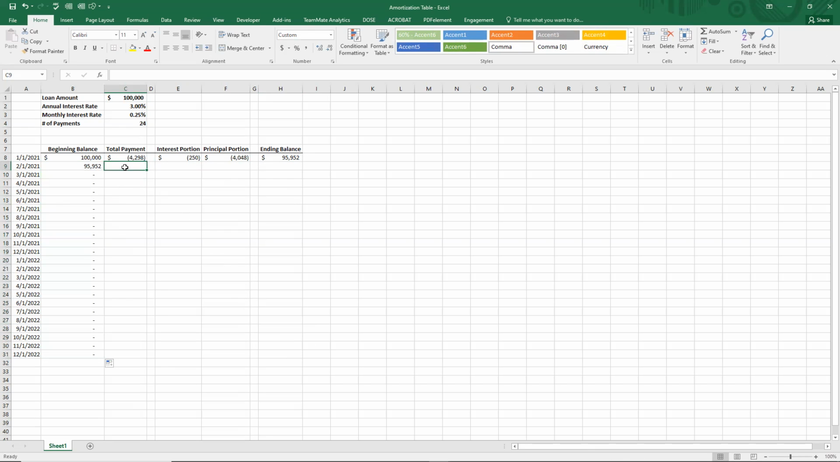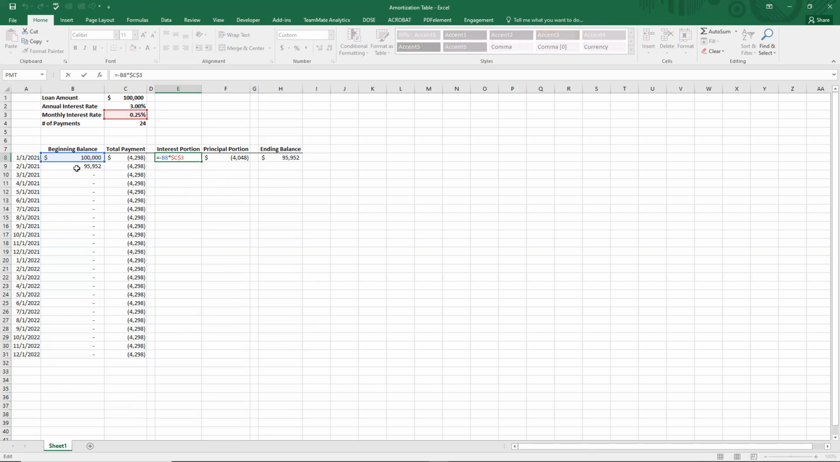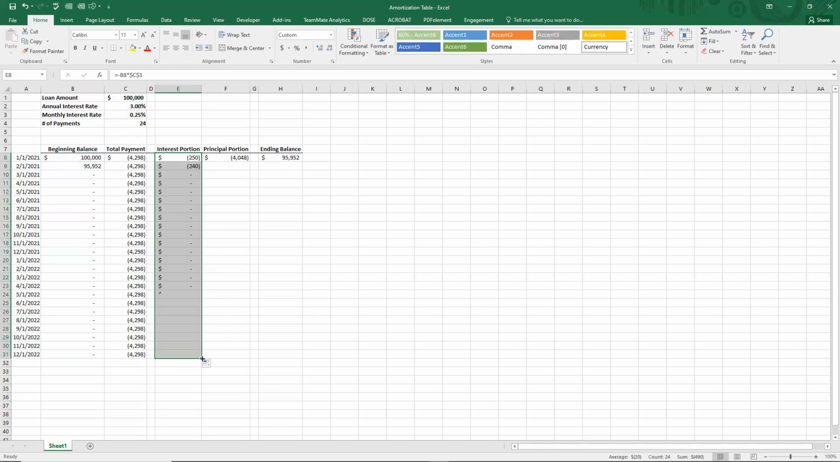Total payment is going to stay consistent throughout the entire term. The only thing that's going to change throughout the loan term is the interest portion and the principal portion. So as far as the total payment, all we'll need to do is just do an equal sign and reference the same payment that we have above. The interest portion is also going to be the same calculation. So previously we did a beginning balance times the monthly interest rate. So we're going to drag this all the way down.